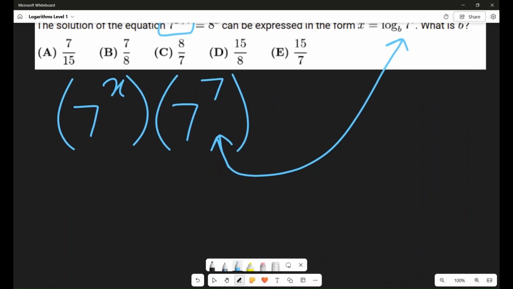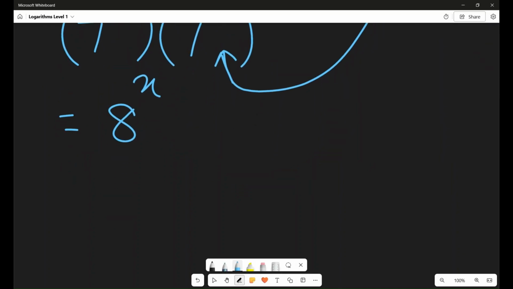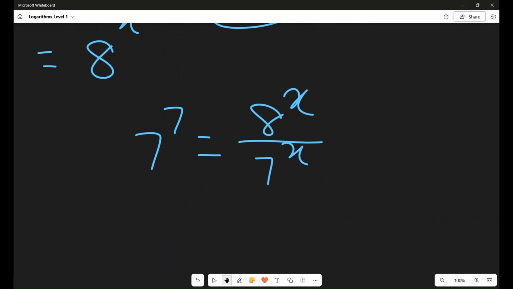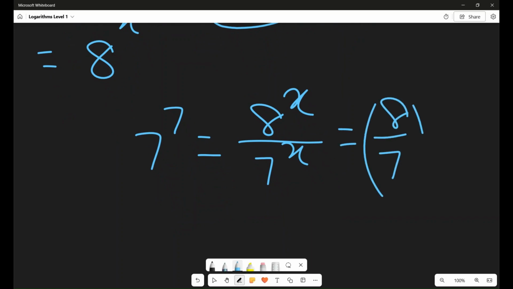Now, as given in the problem, we know that this is equal to 8 to the power of x, right? Now, because we notice the 7 to the power of 7 is common between these two places, we want to isolate it on its own. So if we isolate that, we get 7 to the power of 7 equals 8 to the power of x over 7 to the power of x. And this is just equal to 8 over 7 to the power of x.